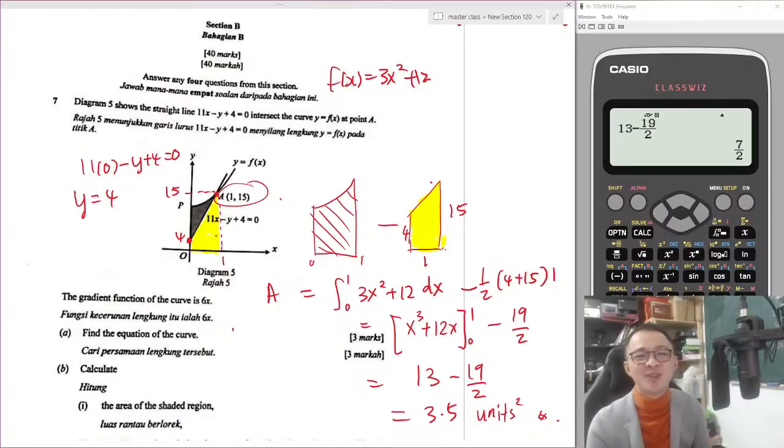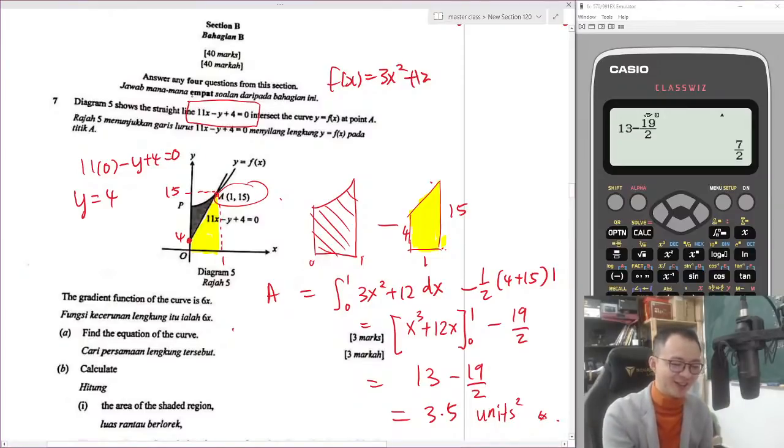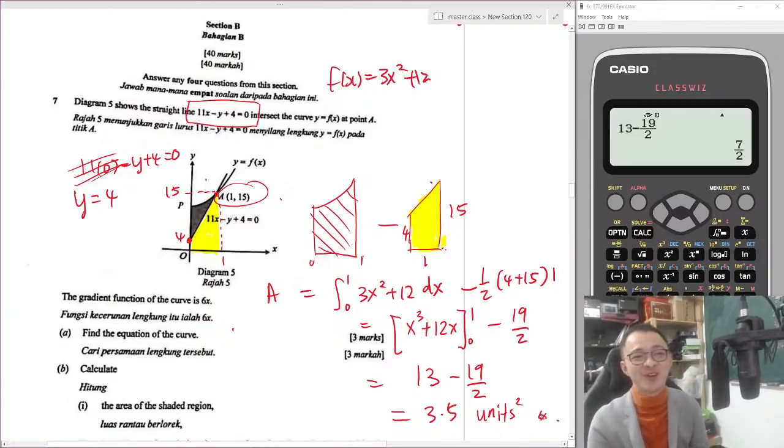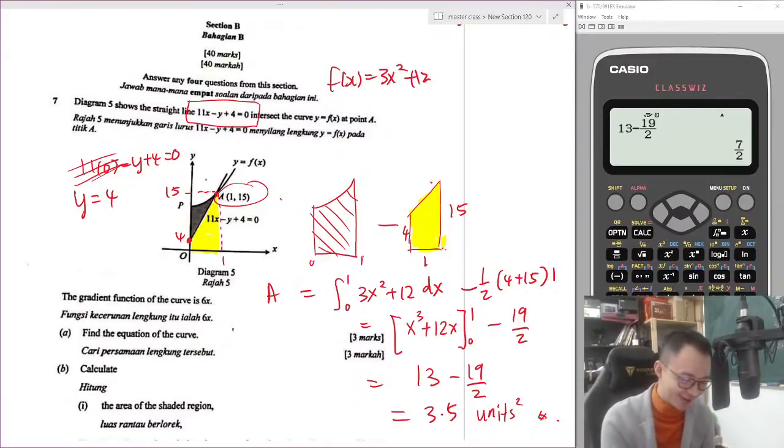Wait, how do you sub 0 to get 4? You sub into the equation of the straight line. Then 11 multiplied by 0 gives 0, right? Then negative y plus 4 equals 0, y equals 4, isn't it? Yeah, can understand, right? 7 over 2, final answer.